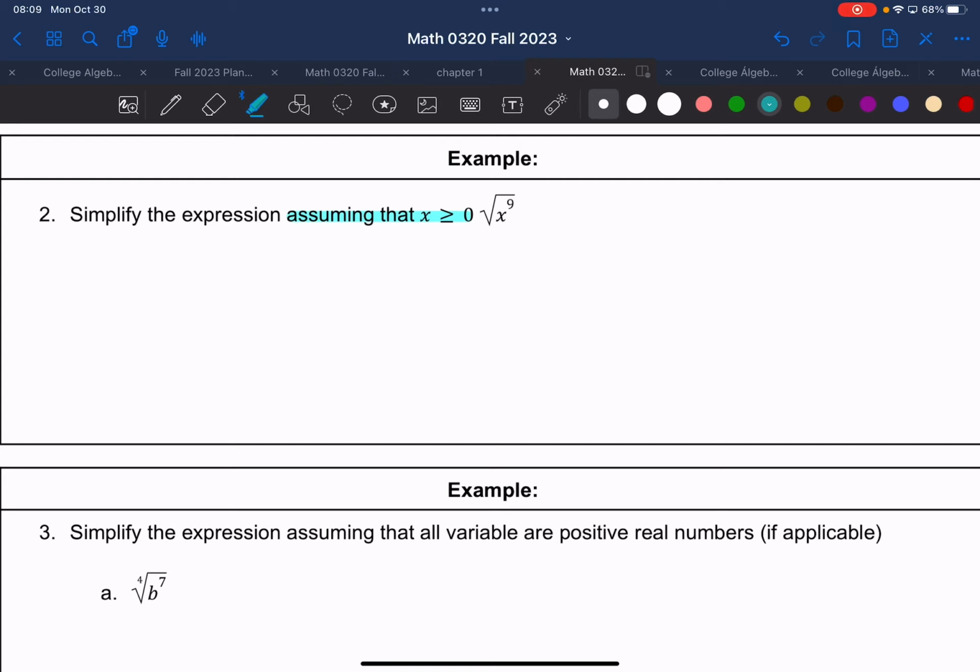Good, because the opposite of x is greater than or equal to 0 would be x is less than 0, which would be negative numbers. If we had to assume some of these x values were negative, that means some of our answers would be imaginary. But they don't want us to deal with that. We're only dealing with real numbers.